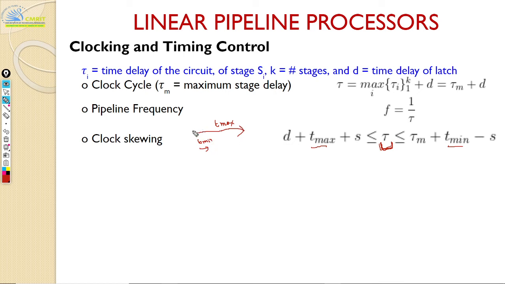This path is so long, it will take that much time, and that makes him slow. The other guy is t min, so he will just give you results immediately. Now based on this, when you're fixing the time period, tau should always be greater than your t max, because he is the slowest guy, plus the latch delay. Whatever we are doing, plus there is going to be a skew. The skew can be positive or negative.